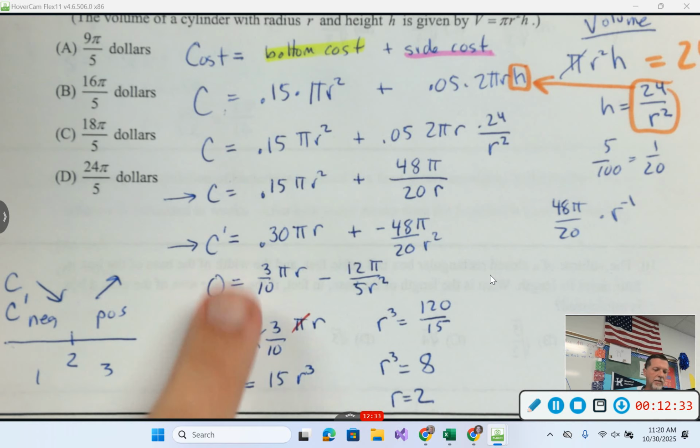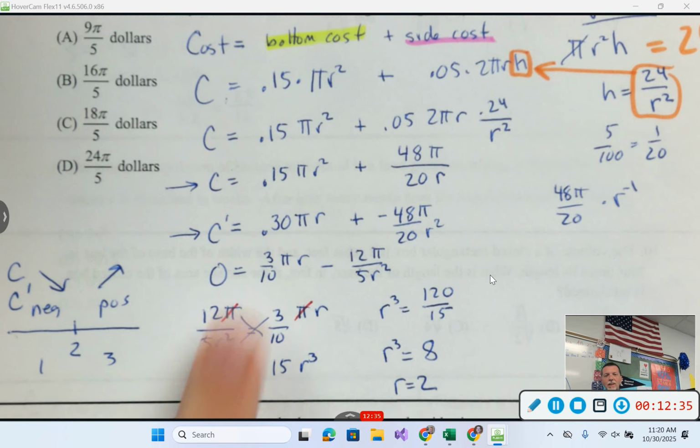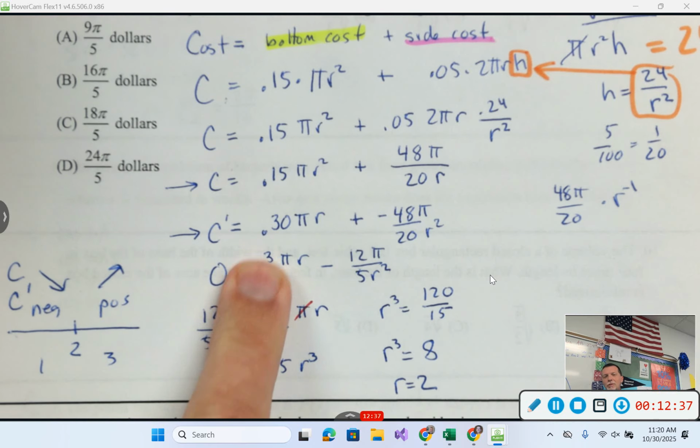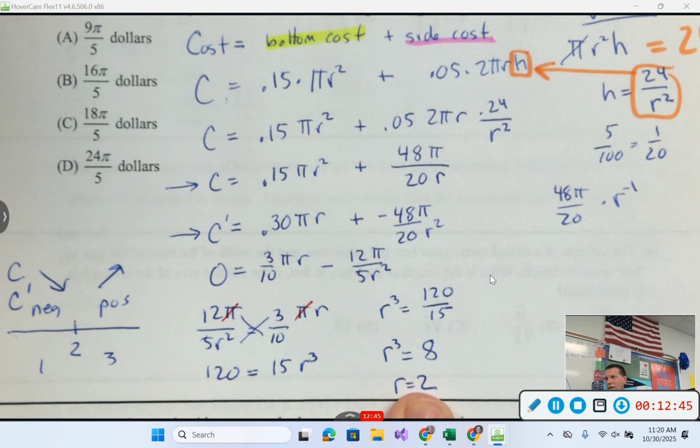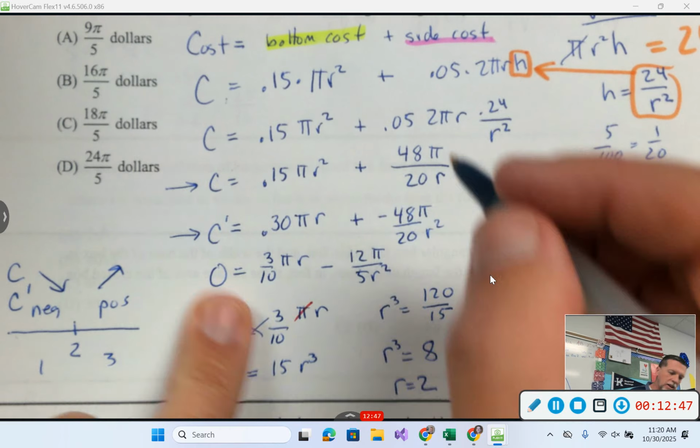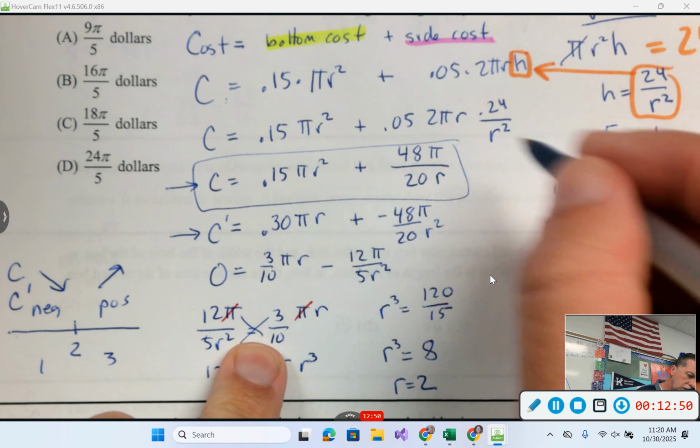What am I going to get if I plug it into C prime? A 0. So a lot of people do that, and they're like, wait a minute, that can't be right. The cost is probably not 0. And it's because you plugged it into the slope equation, which you already knew was going to make it 0. So, yeah, let's plug it into the cost equation.